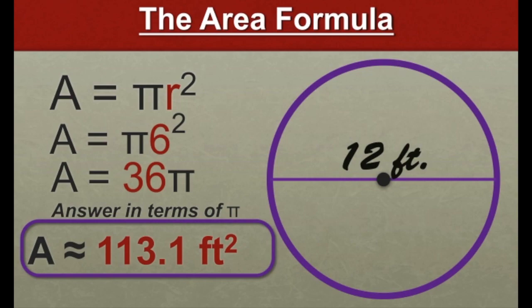Again, what does that mean? That means that if I were to take this circle here, the entire circle, and cut it up into square feet, there would be 113 tiny boxes inside the circle, approximately 113.